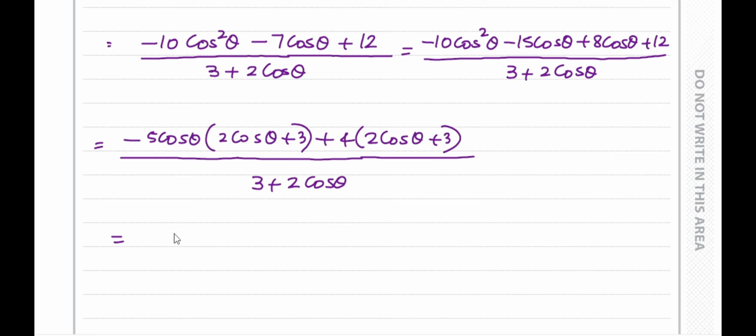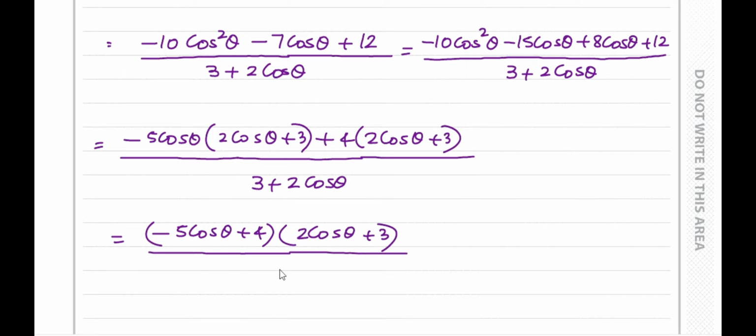That's equal to minus 5 cos theta plus 4 times 2 cos theta plus 3 over 3 plus 2 cos theta. This equals 4 minus 5 cos theta, which is the RHS, the right hand side.